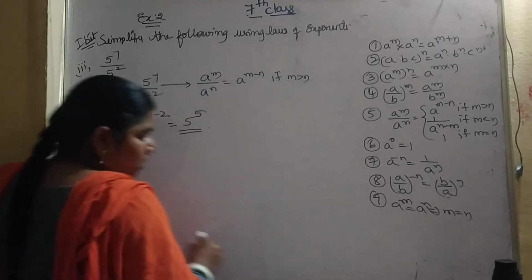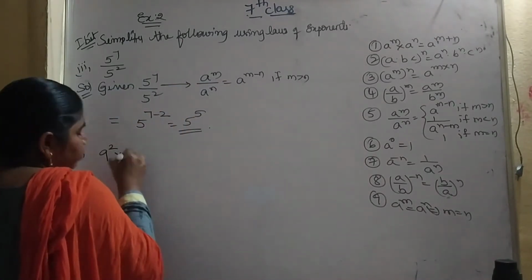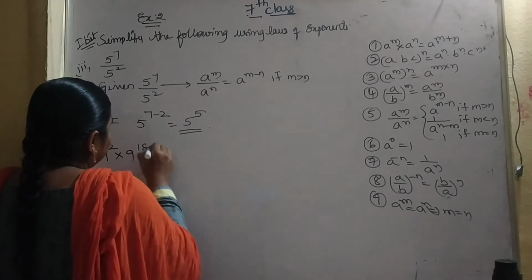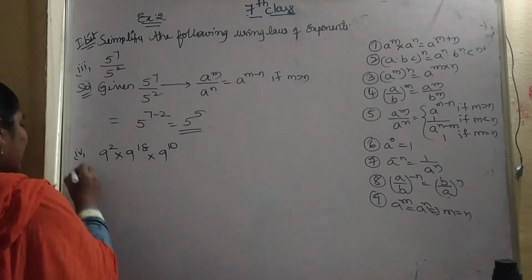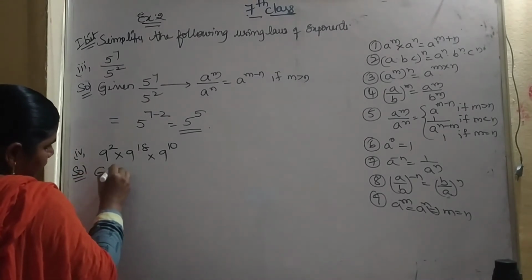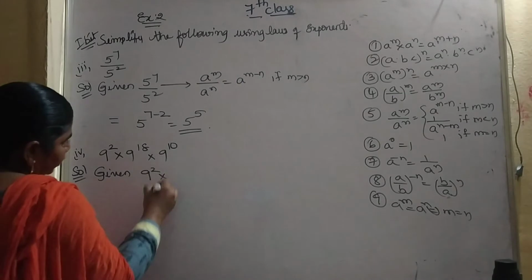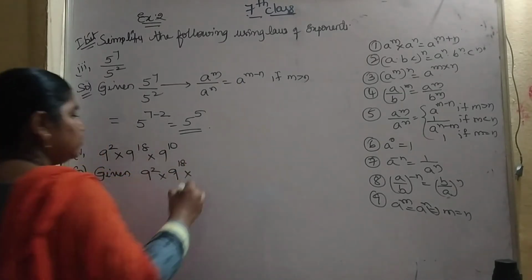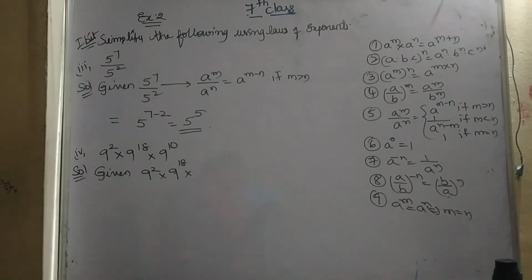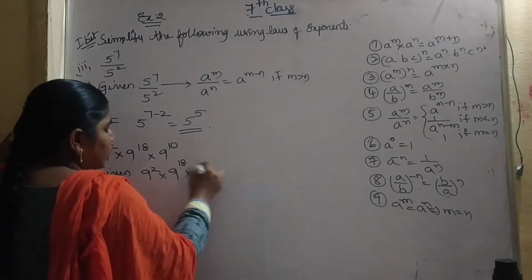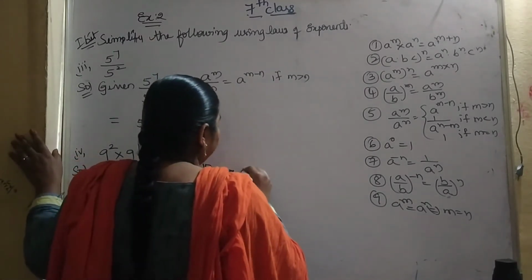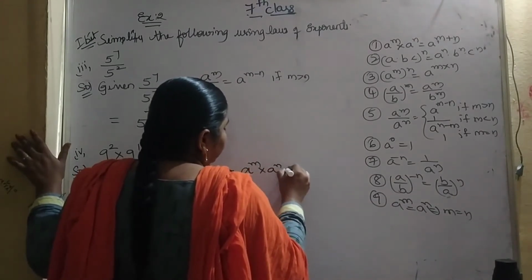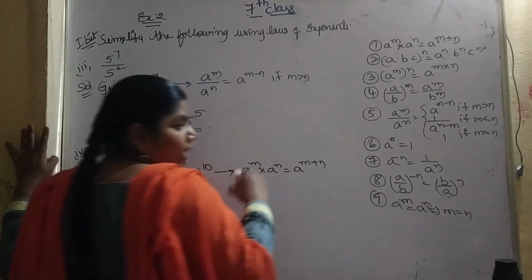Fourth question is 9 square into 9 power 18 into 9 power 10. So this is in the form of the first formula again. All bases are equal, we have to add the powers. That is the first formula we are using. A power m into a power n, that is a power m plus n. So we have to add the powers here.